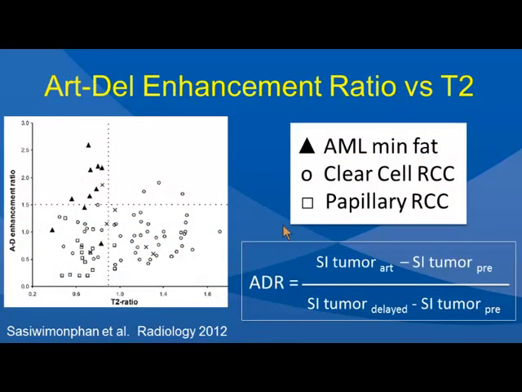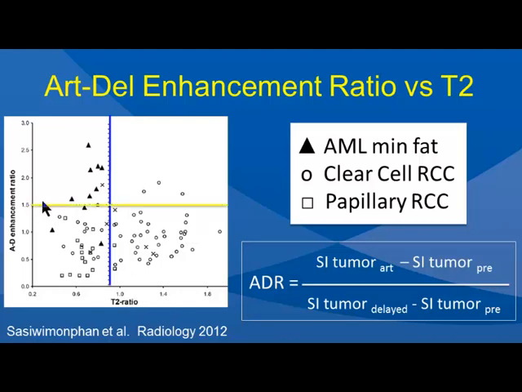Now, in the same paper, they show this graph, which I think is a very elegant way to combine the T2 signal with the contrast enhancement characteristics. So they have this arterial delayed enhancement ratio, which is basically how much the tumor is enhancing in the arterial phase divided by how much it is enhancing on the delayed phase. So if we use the T2 ratio, again, 1 will be isointense, so lesions that are on the left side will be hypointense to the renal cortex.